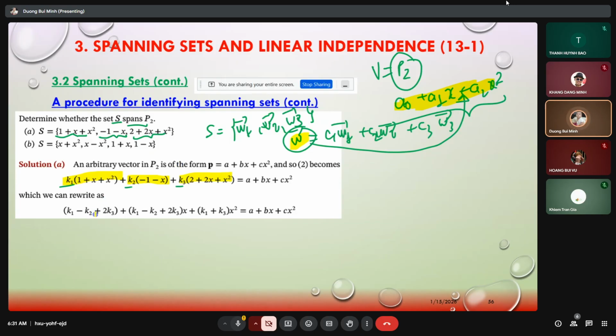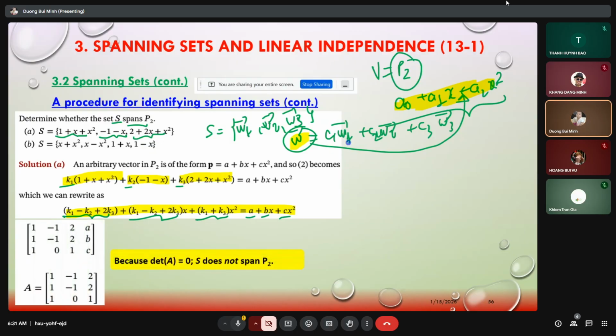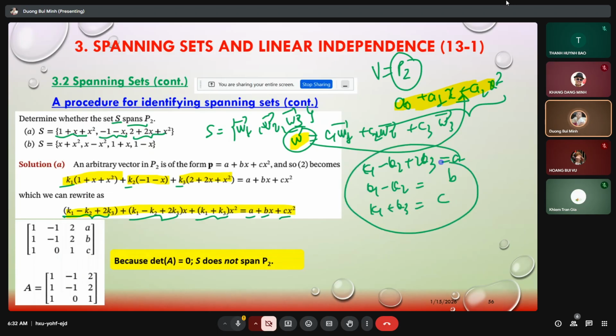After some modifications, you can get this one. This coefficient equals A, this coefficient equals B, and this coefficient equals C. So now we have K1 minus K2 plus 2 K3 is A, K1 minus K2 is B, and K1 plus K3 is C. What is this? This is a linear system. If this is a linear system, you can get the augmented matrix.